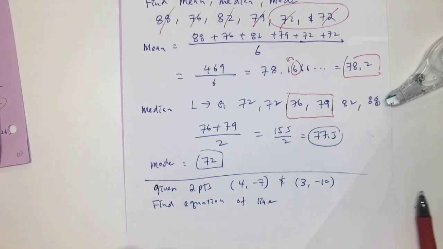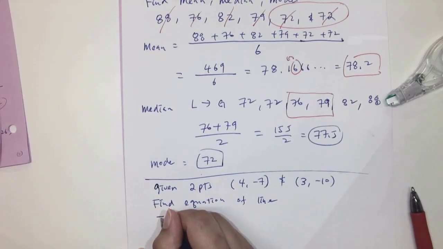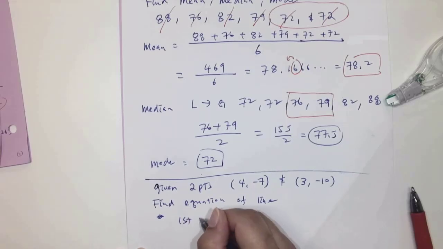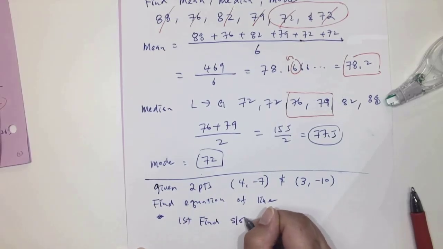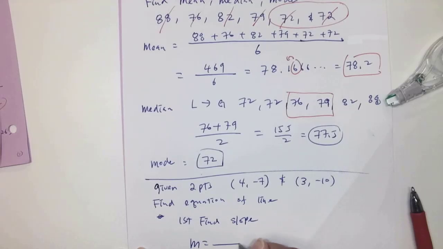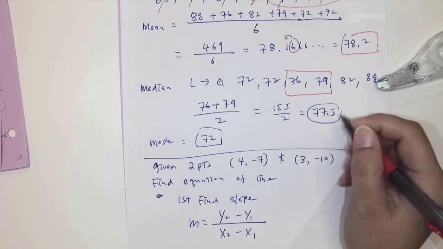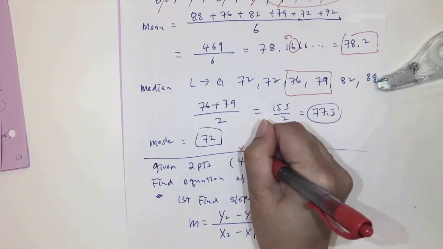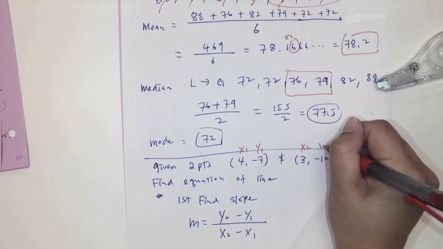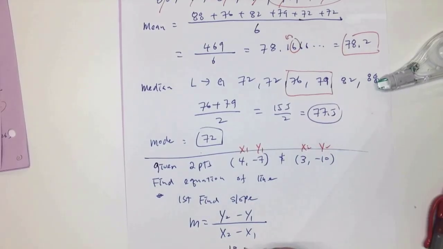So it's going to be first slope, m equal to y2 minus y1 over x2 minus x1. x1, y1, x2, y2, negative 10. 3 minus 4.